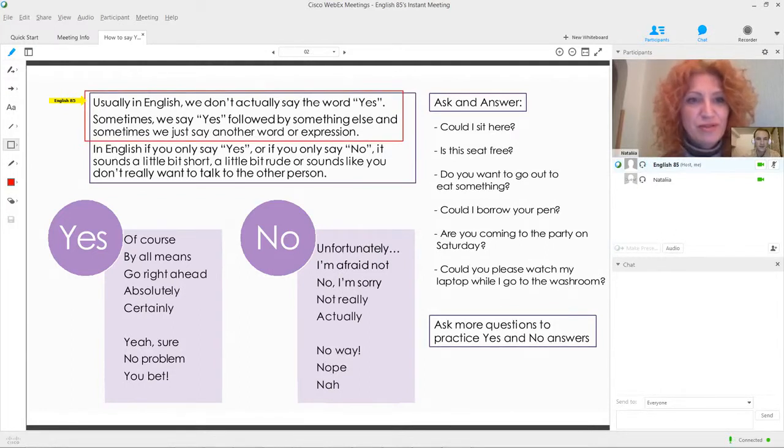Usually in English, we don't actually say the word yes. Sometimes we say yes followed by something else, and sometimes we just say another word or expression. So here we have, sometimes we say yes followed by something else. How do you think? What does it mean? Followed by something else.